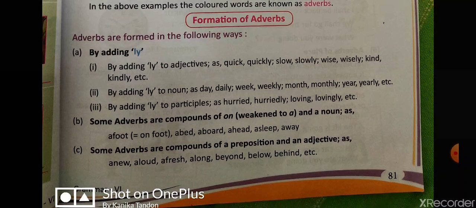Next, some adverbs are compounds of a noun, like a foot, on foot, a bed, a board, ahead, asleep. These are formed by adding a to the word, like a plus head, ahead, a plus sleep, asleep. Next, some adverbs are compounds of a preposition, like anew, aloud, afresh, along, beyond. These are formed by adding a.